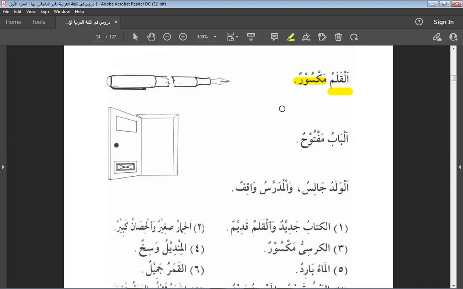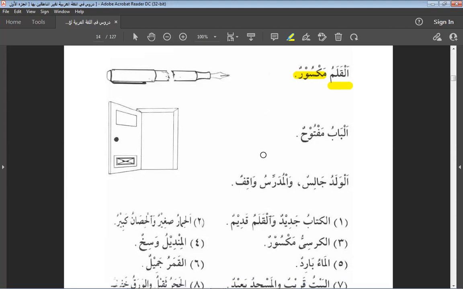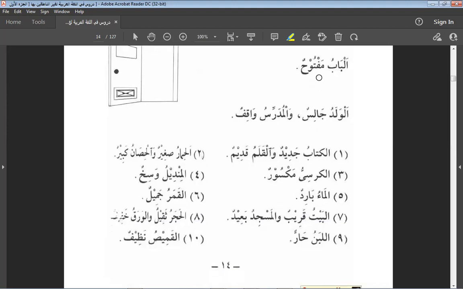So you see al-waladu jayyidun, al-bintu jayyidatun. The predicate comes as indefinite without the alif and lam, and then the mubtada comes as definite. Okay. So we have al-babu maftuhun. The door is opened. Maftuhun also comes from fataha, just like we had miftah, the key, coming from fataha, to open.